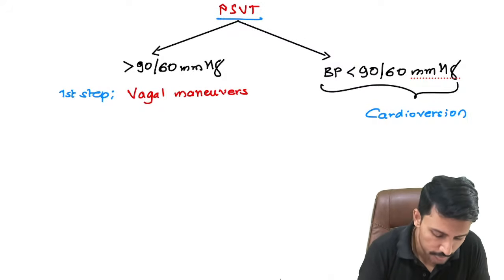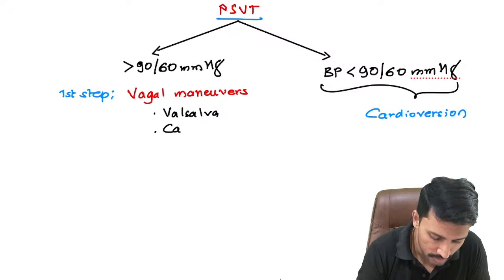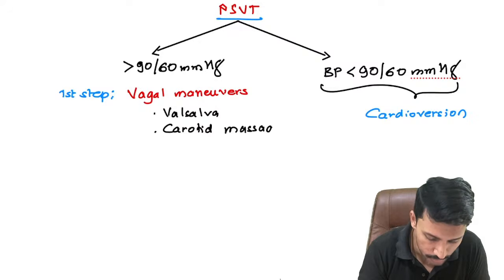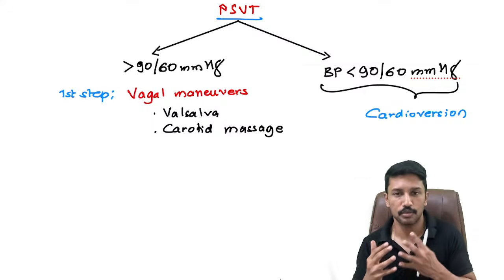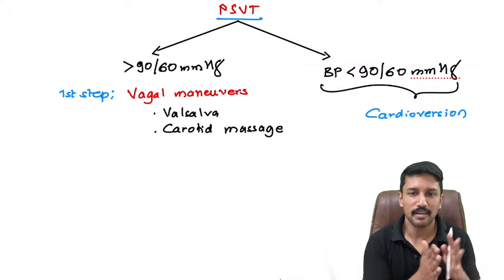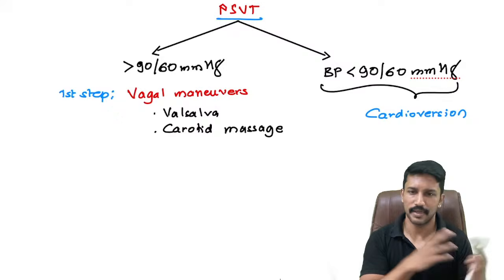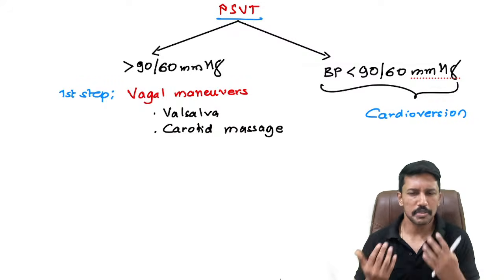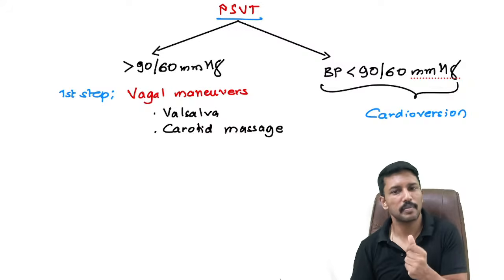As a vagal maneuver, I can do Valsalva, or I can do carotid massage. And there are a lot of other variations of Valsalva which can be followed. I can either do carotid massage or ask the patient to do Valsalva. Hopefully that may terminate the rhythm from PSVT to normal sinus rhythm. If that happens, well and good. My personal experience is that most of the time the terminated rhythm bounces back quickly.